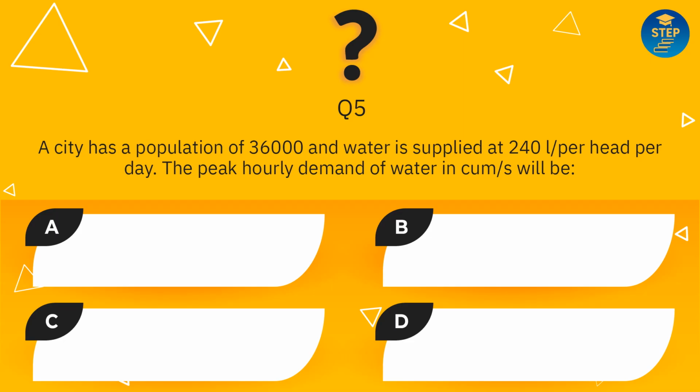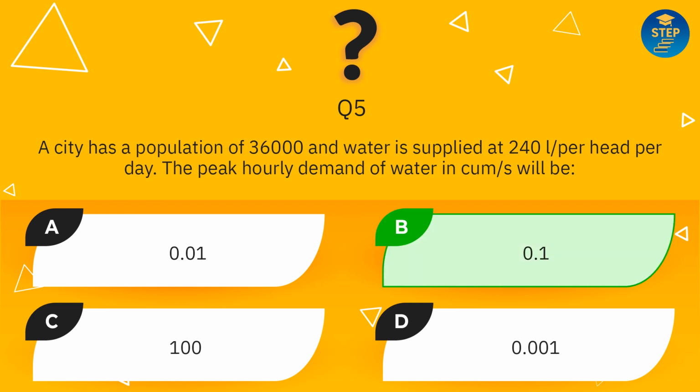A city has a population of 36,000 and water is supplied at 240 liters per head per day. The peak hourly demand of water in cubic meters per second will be 0.01, 0.1, 0.001. Answer is 0.1.